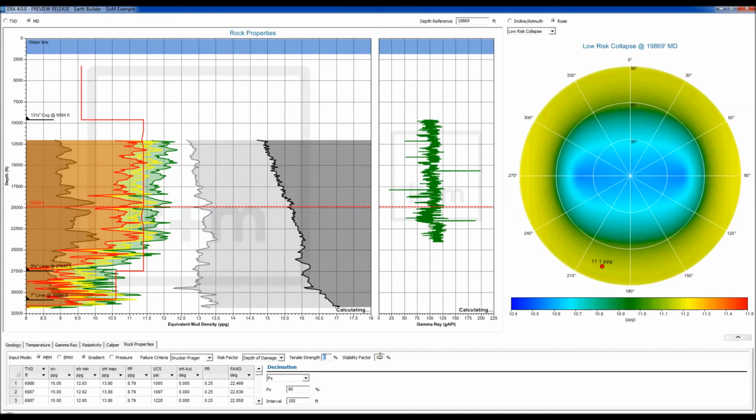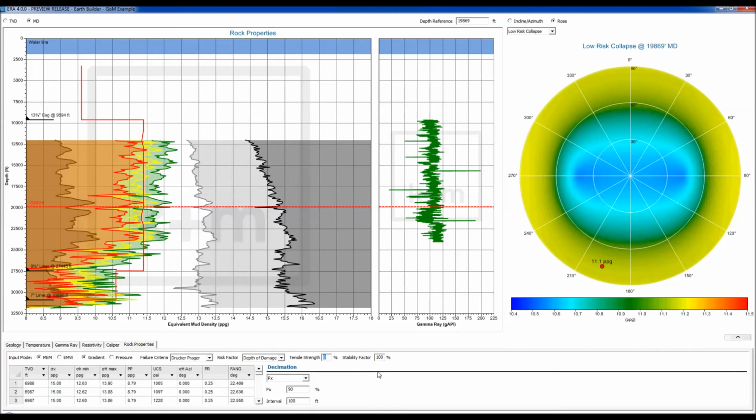The stability factor is a value that we can use to calibrate our model. It will increase the unconfined compressive strength if what we discover is the model is predicting collapse, but yet when we run a caliper log or if we've got an image log, we don't see any evidence of collapse.